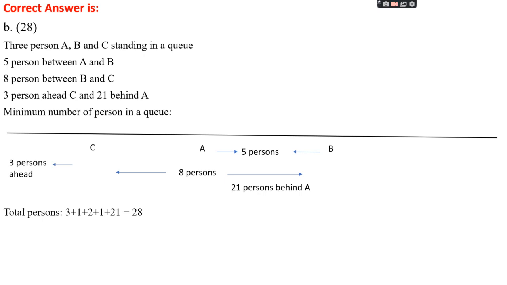There are 3 persons A, B, C standing in a queue. 5 persons between A and B. And there are 8 persons between B and C.